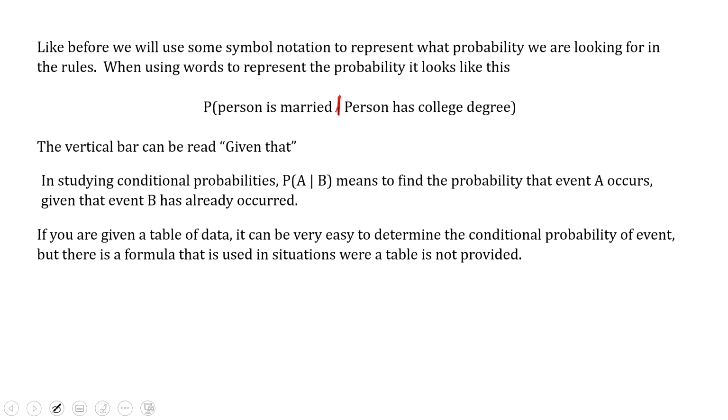So if you're given a table of data, it's easy to determine the conditional probability. You just look at the lines. There is a formula to use if you don't have data in a table, where you actually have the probabilities of different events. We'll look at both. The formula is the probability of both A and B happening divided by the probability of B happening. So you'll see in our example in a minute what we mean by that. I'll work through how that works out.